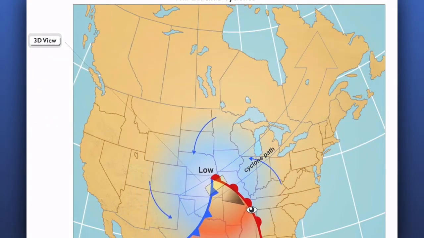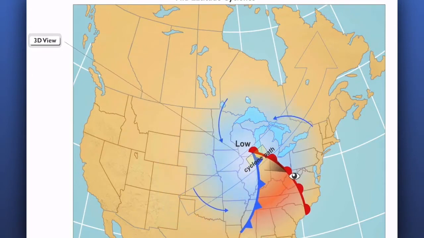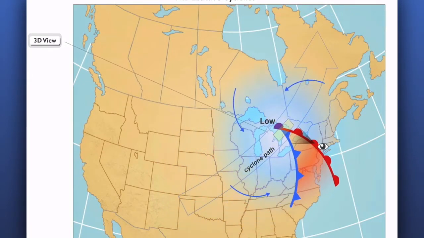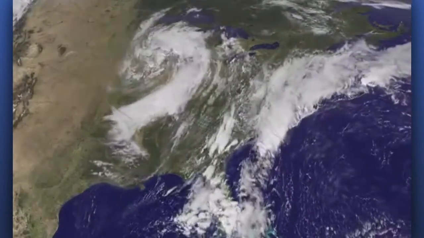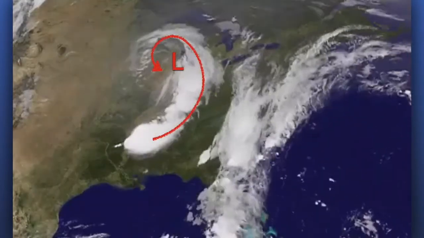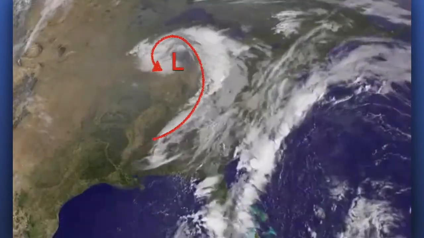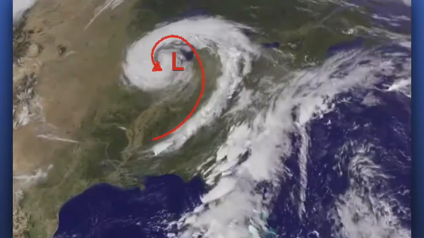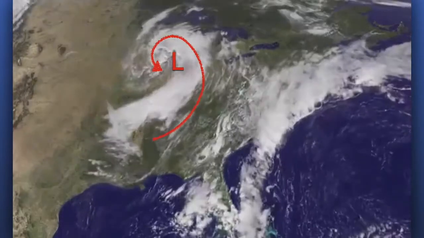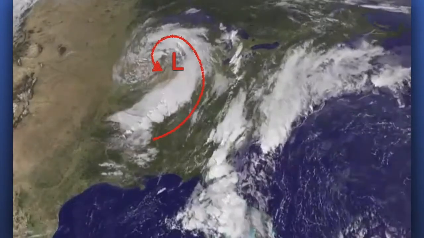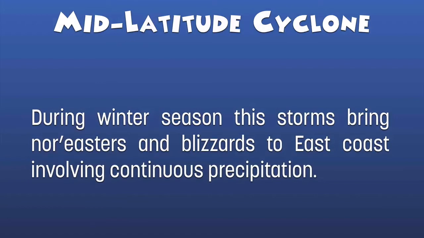This eventually will produce what we call an occluded front. On a weather map, this iconic shape is known as a comma cloud. You can see it here. And that's that low pressure center of counterclockwise rotation. This is a major weather producer for mid-latitude states. During our winter season, these are the storms that bring nor'easters and blizzards to the East Coast, as they involve continuous precipitation events.